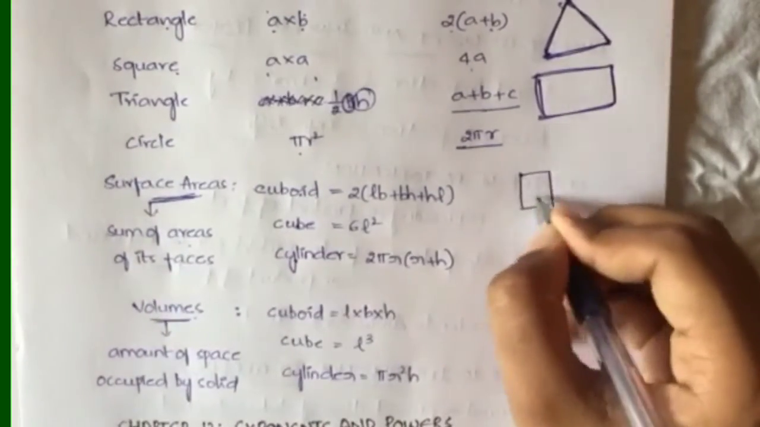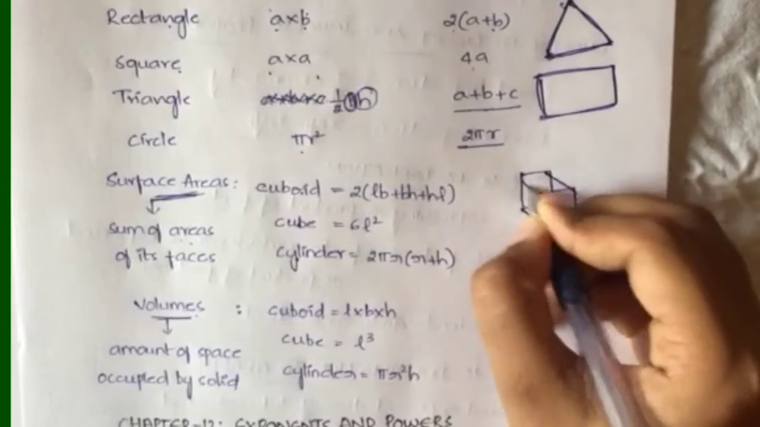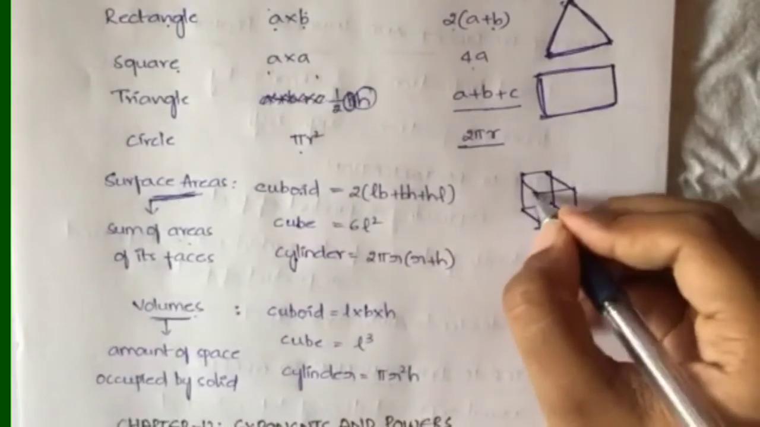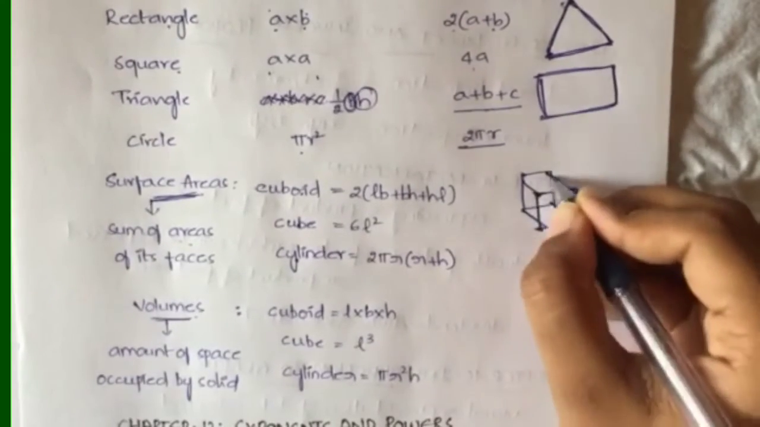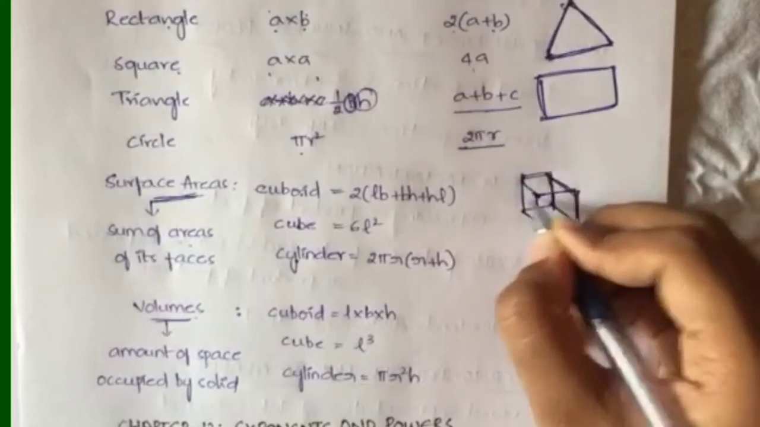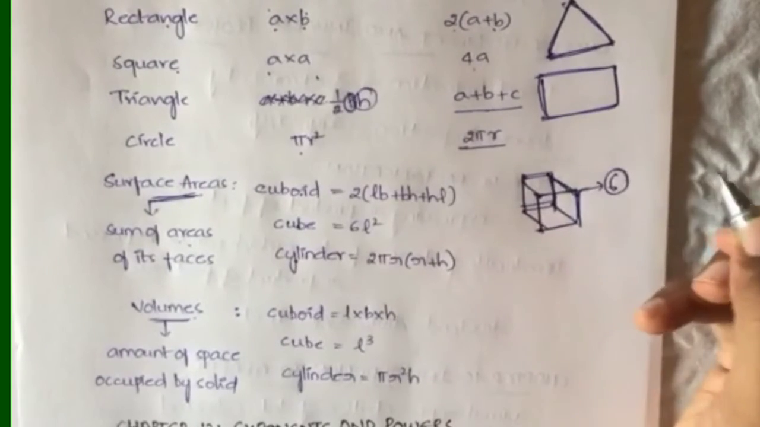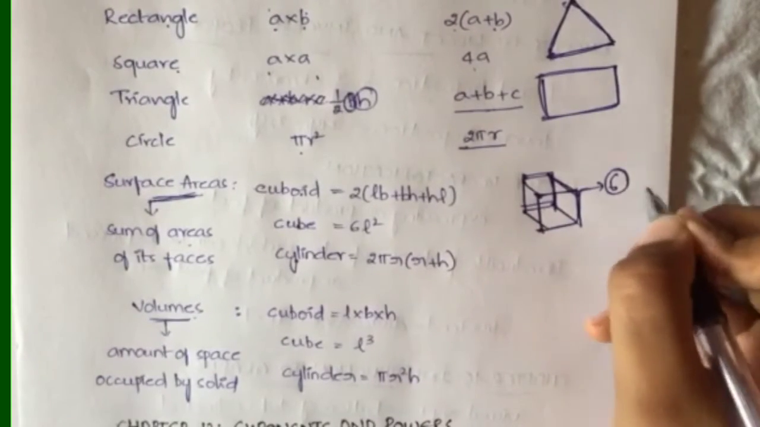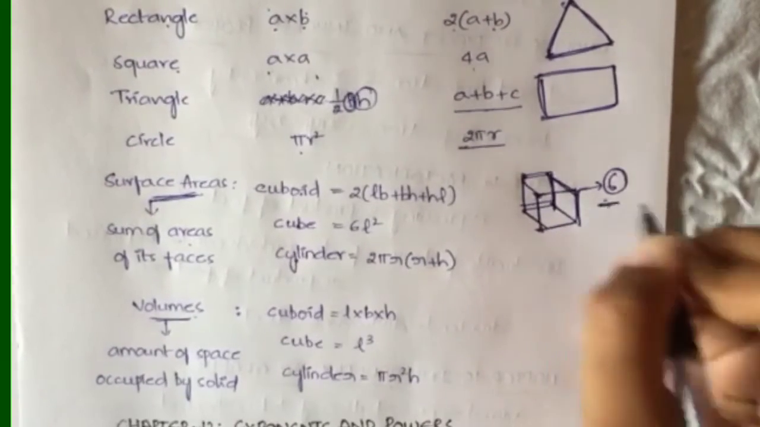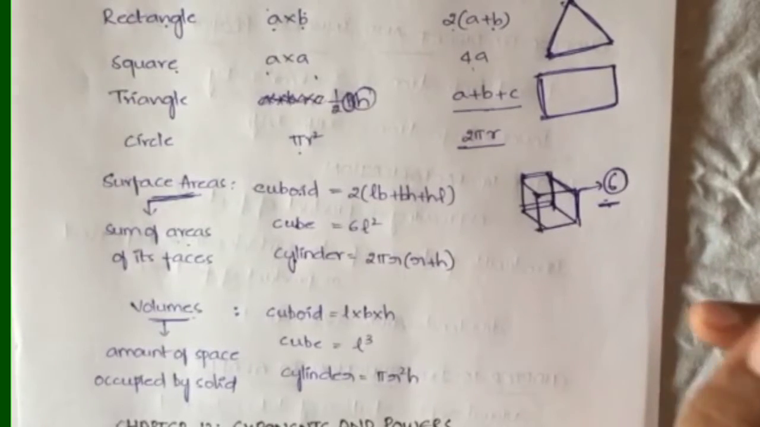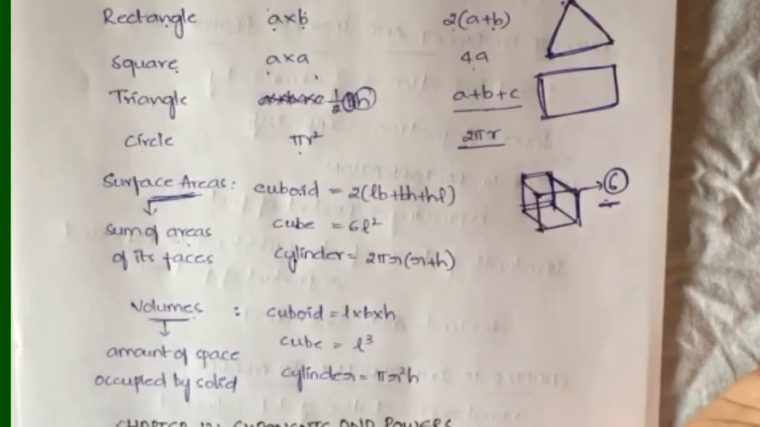Okay, let us take a cube. This is a cube, right? This is one of the faces and this is another face, like that. It has 6 faces. So the area of all these 6 faces is called the surface area of the cube. For each and every solid the same idea applies. The sum of the areas of all its faces is called the surface area.